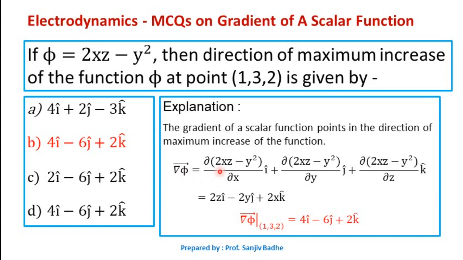Gradient of phi is given by del phi by del x i cap plus del phi by del y j cap plus del phi by del z k cap. When you differentiate 2xz minus y square with respect to x, y and z are treated as constant, and this differentiation will result in 2z because x and y are constants.